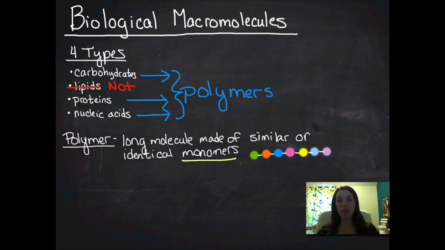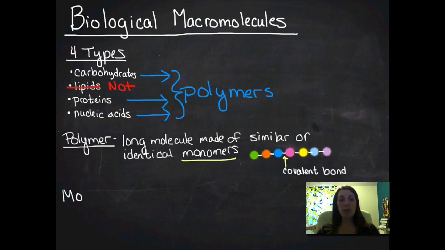So if I have a string of beads, the beads can be different colors, they can be different sizes, but they're all strung together in one long chain. And each of those is going to be held together by a covalent bond, and that's pretty important when we're talking about the biological molecules, that they're being held together by covalent bonds.